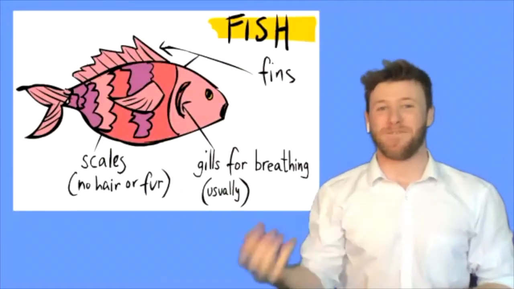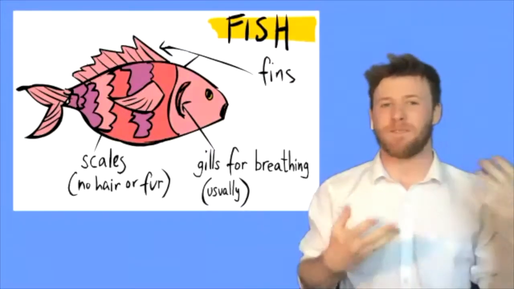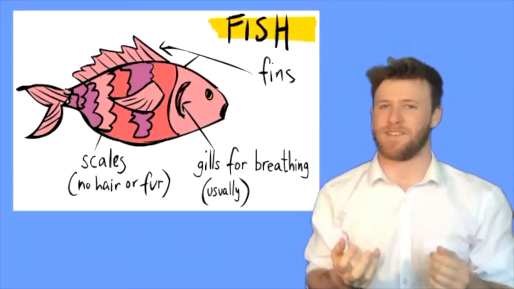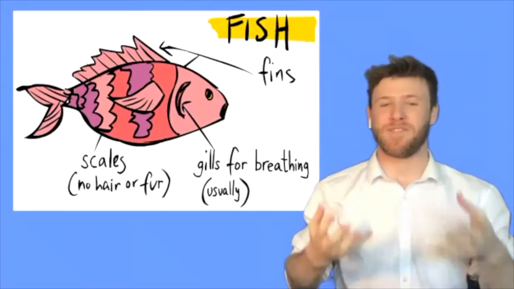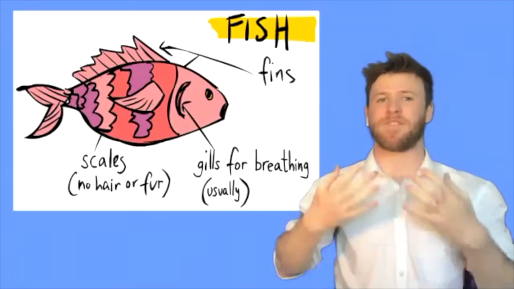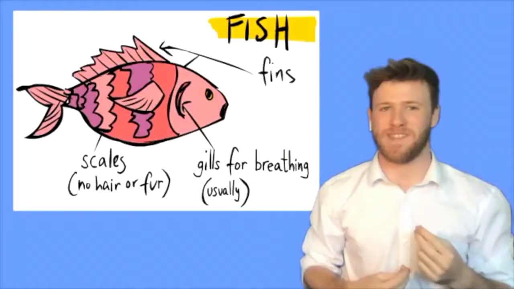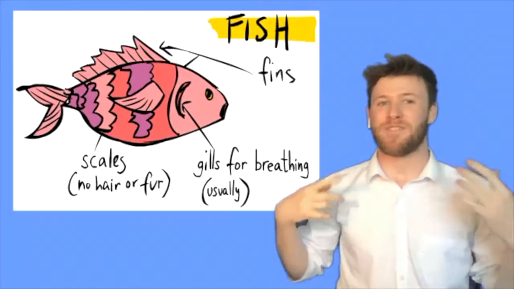So fish, again, are different, as you can imagine, to mammals and birds. One big difference is that they breathe through gills rather than lungs. Birds and mammals breathe using lungs, and we breathe using our lungs. We breathe in through our mouth, it goes into our lungs, and the oxygen that we breathe in diffuses into our bloodstream. Fish don't have lungs.